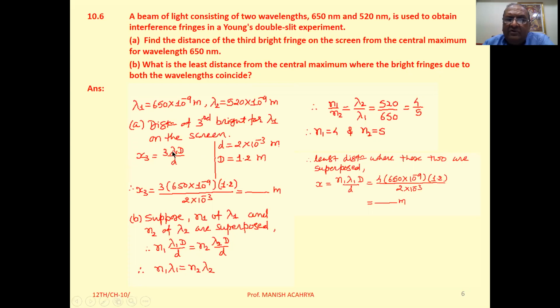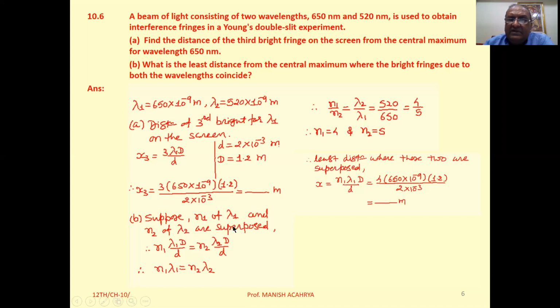Now substitute the values of lambda 1, small d, capital D. Small d, that is 2 into 10 raised to minus 3 meter, capital D, that is 1.2 meter. Actually in the question, the values of small d and capital D are missing, that is a printing mistake, but it is there. So now substitute all the values here and then solve. You will get x3, means the distance of third bright for lambda 1 on the screen.